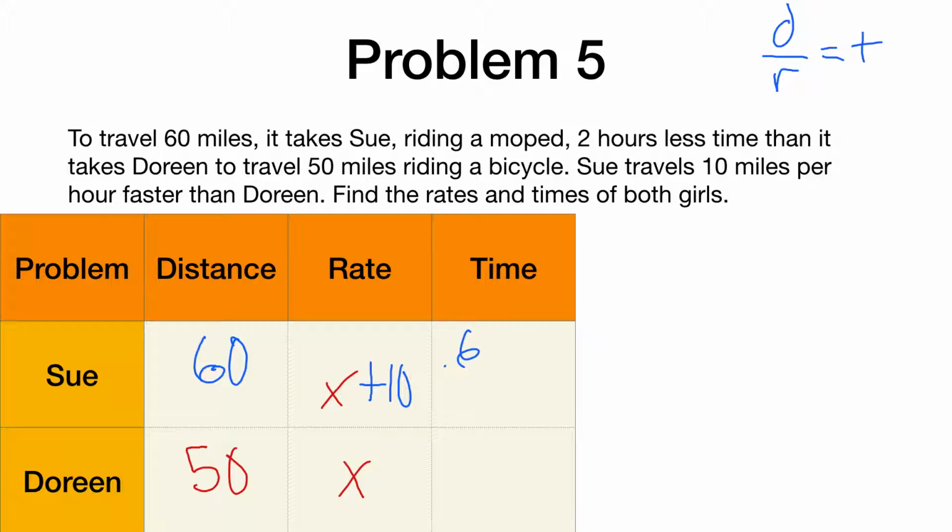So 60 over x plus 10 and 50 over x. Now I know some of you are thinking, let's say that these two are equal. But the problem is they are not equal yet. And why are they not equal? Because it takes Sue 2 hours less.